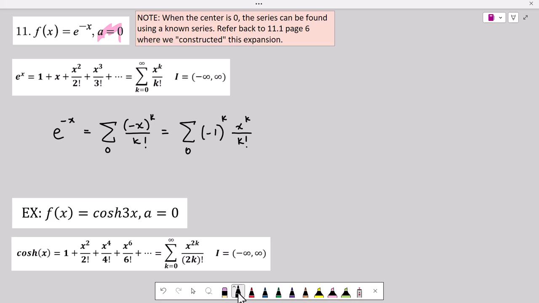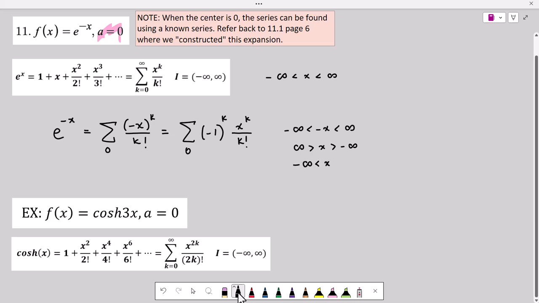Now, this original series has an interval of convergence, minus infinity less than x less than infinity. And if you replace the x with negative x and then divide by negative 1, remember that you have to switch the inequalities when you divide by negative 1, so it turns into the same exact thing. But we certainly don't write it that way, so we switch it to the correct way: greater than negative infinity, less than infinity.